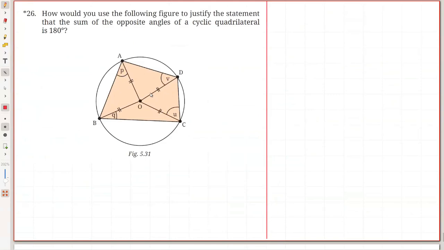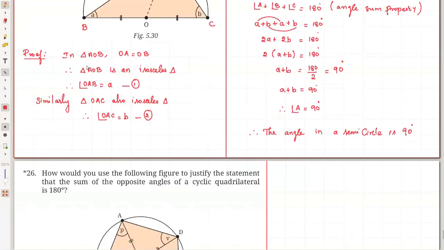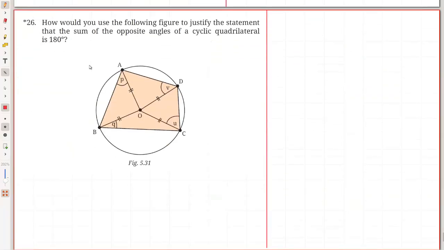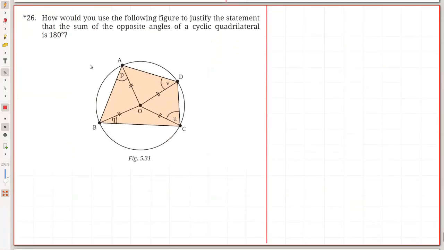So the next question is 25. We have to teach, right? So 25 is a little different one compared to 24 and 26, both of which are the same concept. So I am just going to take 26 first. 25 is next. I'm just going to complete 26 first. Next, I'll be doing the 25th question.